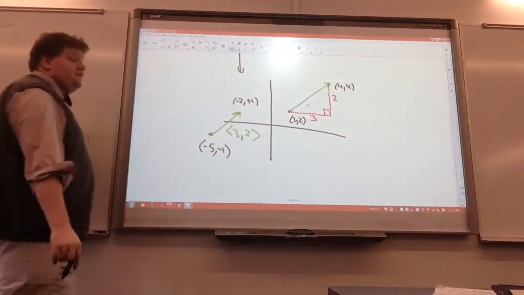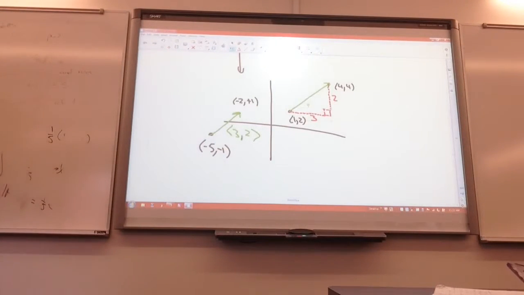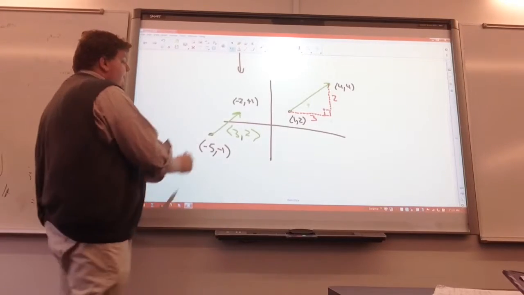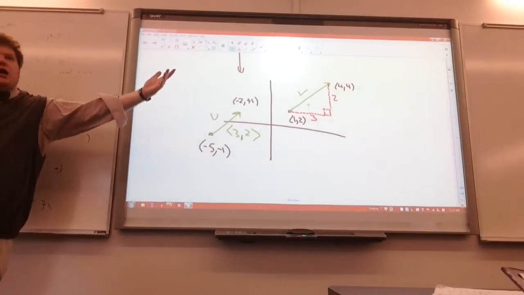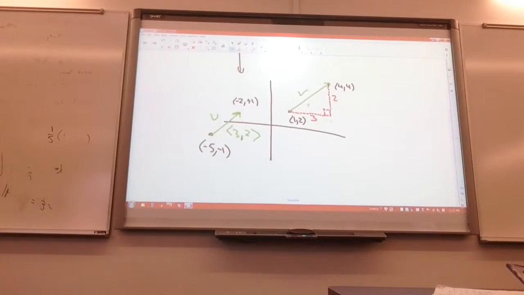And it's the same thing. It's still 3, 2. So this would still be vector v. These are both vector v's. The only difference is where they are, because what the vector's encoding is not a position on the XY graph. Instead, it's encoding a direction and how long I went in that direction. So I went in the direction x3, y2, for that length, which would be root 13.